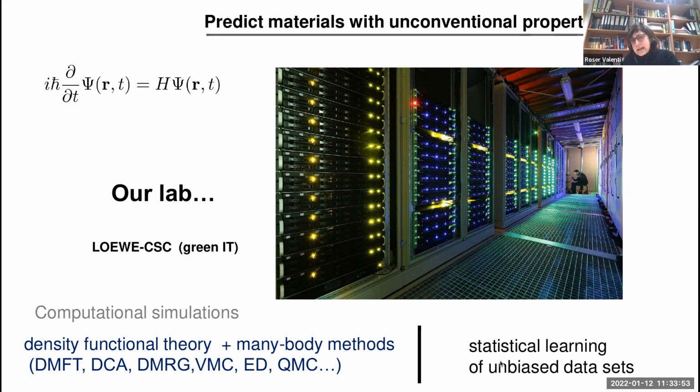But the other type of strategy that we are also recently following, which was also in the discussion today, is to consider statistical learning of unbiased data sets. And I will show some examples on what I mean by that in the next slides.